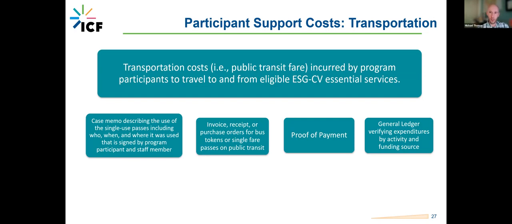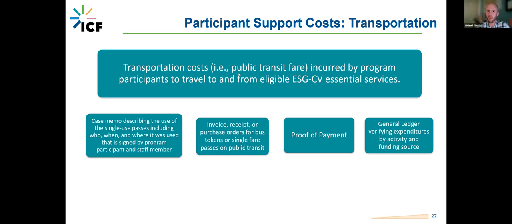This is very important for things like public transit passes because it is possible to have a public transit pass used in different ways. So say that you have a bus pass. If you give it to a participant and they use it to travel to their ESG essential service, you have an eligible cost. If you give that exact same pass to that exact same participant and they use it to travel to, say, a water park, that is not an eligible cost. So it's the same thing. It's been used by the same person. It is the way in which they use it that makes it eligible or ineligible. So you have to document who used it, when they used it, how they used it, and it must be certified.